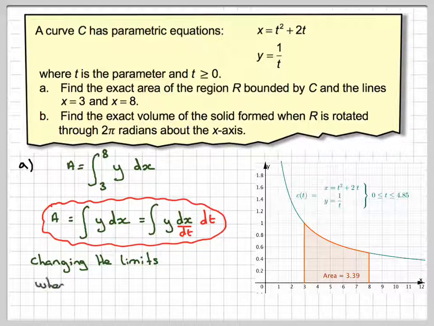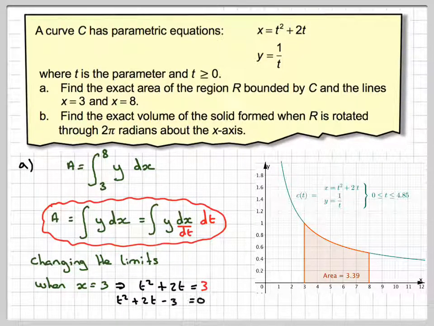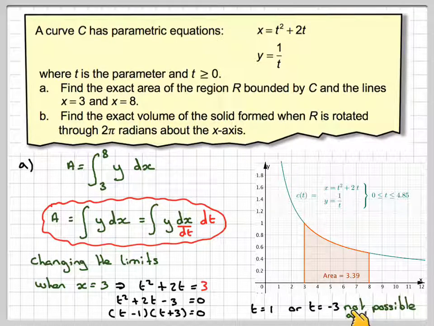So changing the limits, when x is equal to 3, using this one here, t squared plus 2t is equal to 3, so t squared plus 2t minus 3 is equal to 0. Factorising, t minus 1, t plus 3 is equal to 0, which gives t is equal to 1, or t is equal to minus 3, but we can ignore this one because we have to consider t greater than or equal to 0.